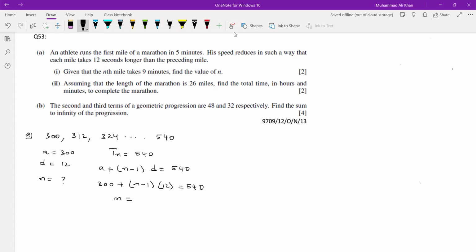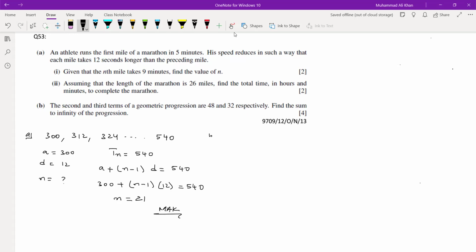540 minus 300 divided by 12, 20 plus 1, 21. The value of n is 21. ये प्लस 1 करना भूल जाते हैं अमूमन, प्लस 1 then n is 21. तो 21 टर्म्स आ गई इस अरिथमेटिक प्रोग्रेशन में. होपफुली द क्वेश्चन इज क्लियर.